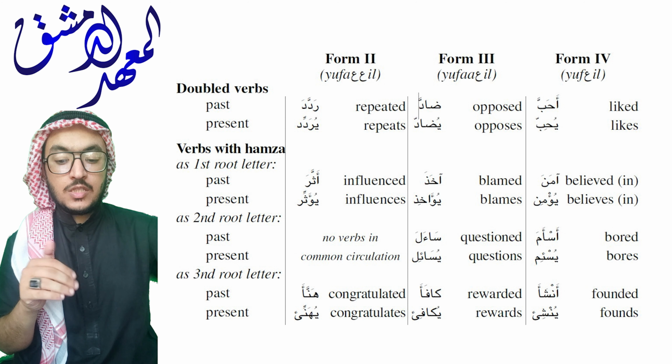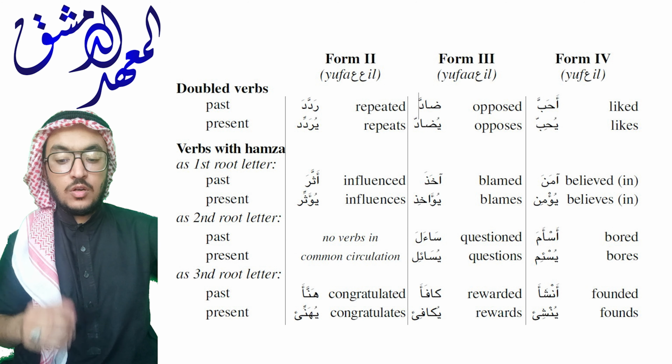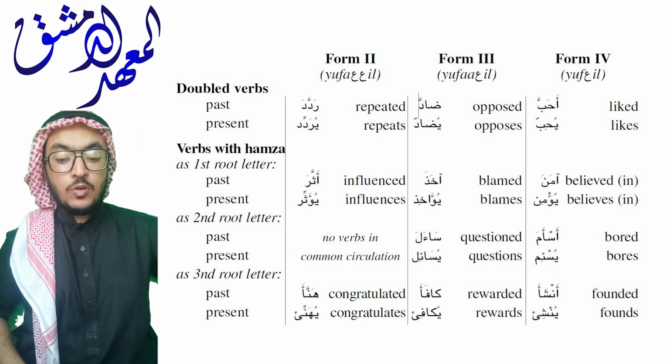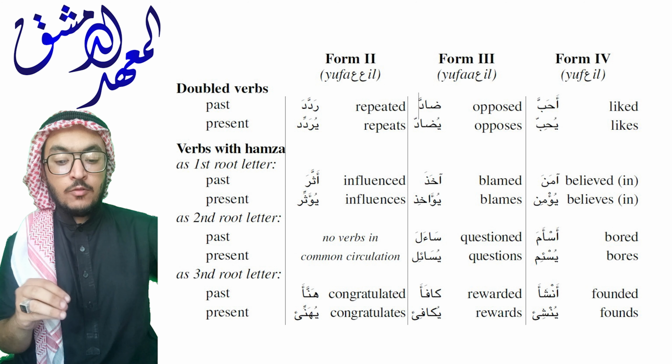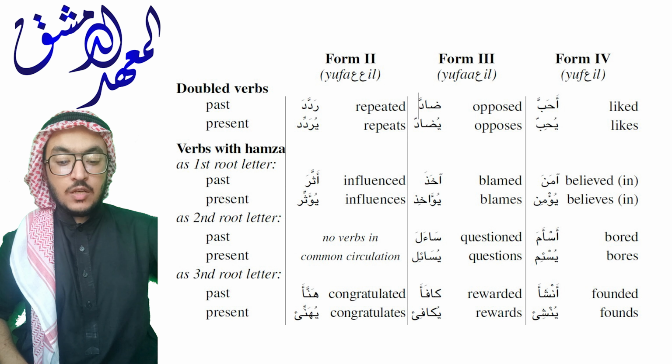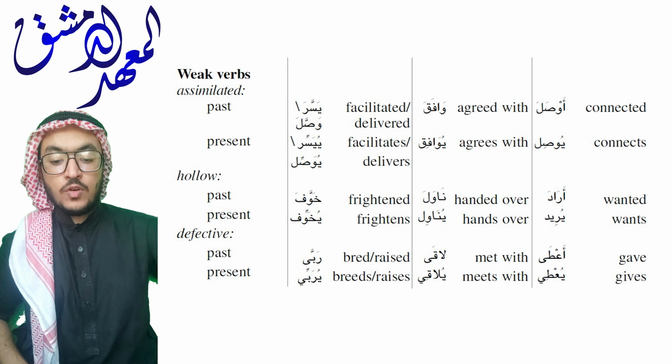For the form 3: sa'ala yusa'il, as'ama yus'im, which means bore, getting bored. As third root letter in the past and present tense: hanna'a yuhanni, which means to congratulate, kafa'a yukafi, which means to reward, ansha'a yunshiu, which means founded. Weak verbs. In the past we have yassara, wassala, and we have wafaka, yuwafiq, and we have awsala, yusil, connected.